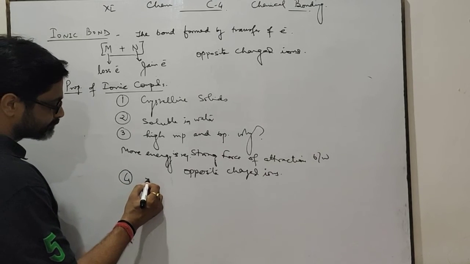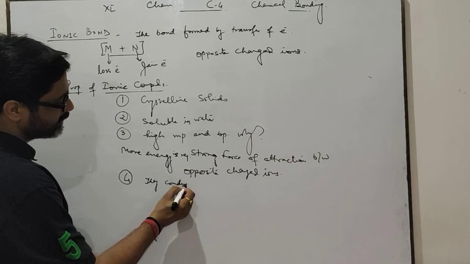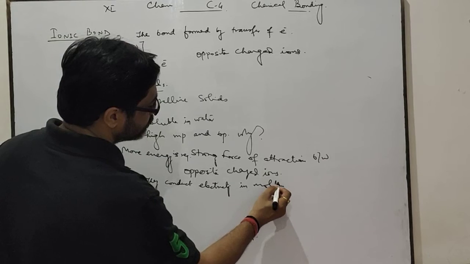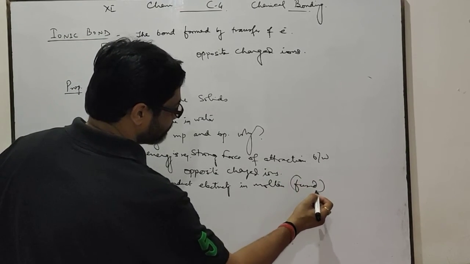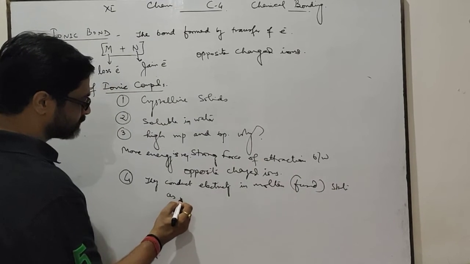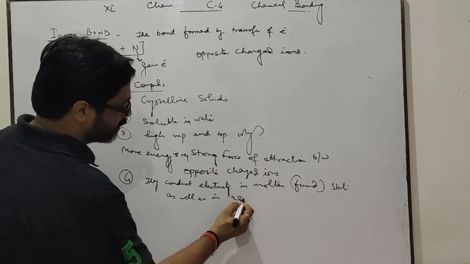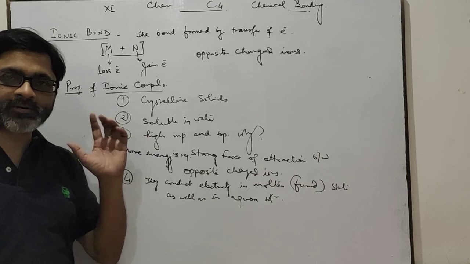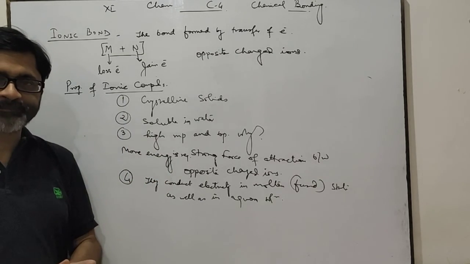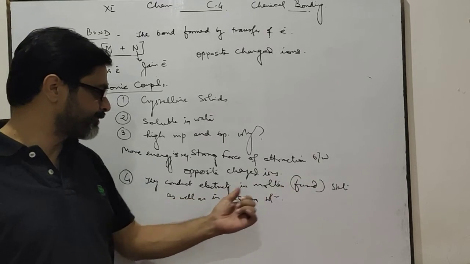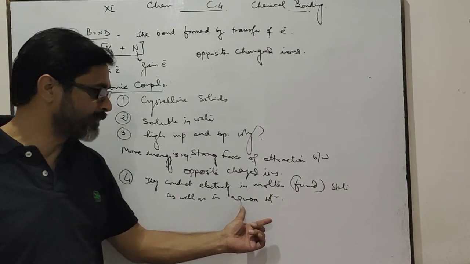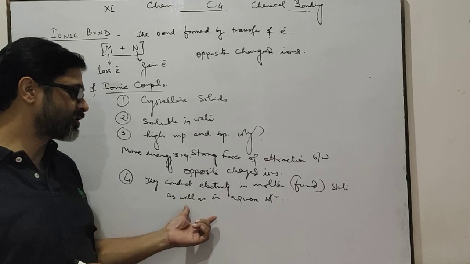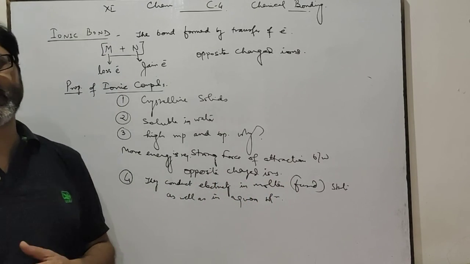Fourth property will be they conduct electricity in molten state, or fused state, as well as in aqueous solution. Why so? In solid state, they do not conduct electricity because there are no free ions. But in molten state or fused state and in aqueous solution, meaning solution in water, free ions are present. Due to the presence of free ions, they conduct electricity in molten state as well as in aqueous solution.